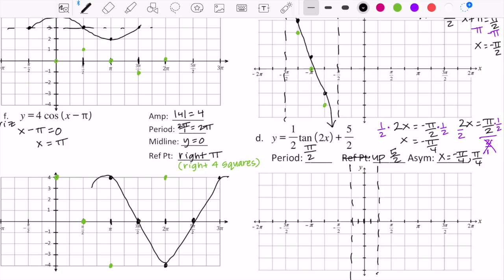And then the amplitude is 1/2. So before I move everything up, I am going to be negative 1/2, and then 0, and then 1/2. And then I have to move everything up 2.5. So that's gonna be here. And then if I go up 2.5 on that, it's there, and 2.5 up on that, it's there. And that's that graph right there.